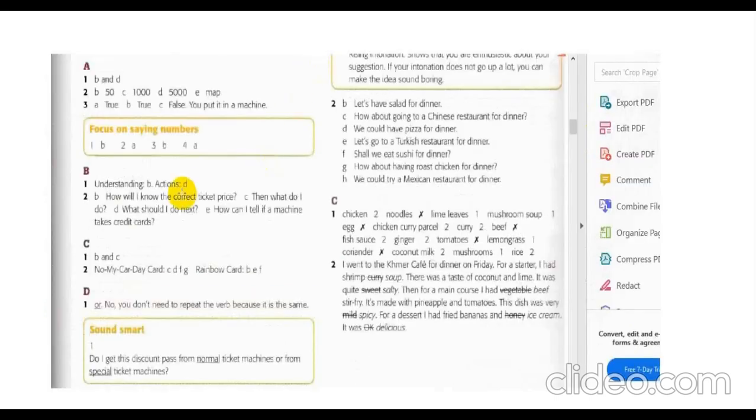Here we have: how will I know the correct ticket price? Then, what do I do? What should I do next? How can I tell if a machine takes credit cards? Here is the answer of the exercise.